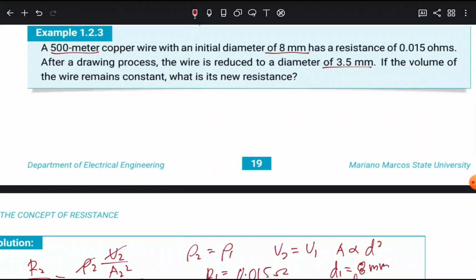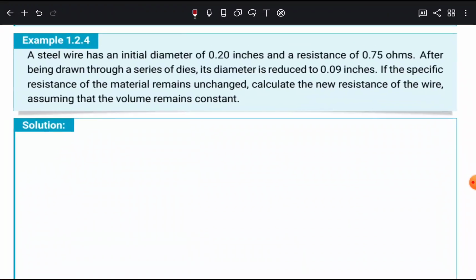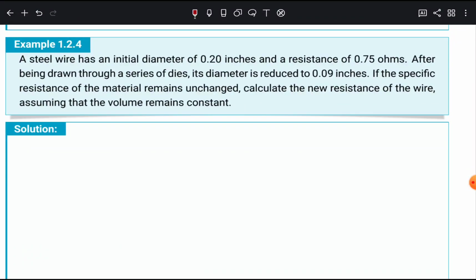That's example number 3. Now let's go to example number 4. A steel wire has an initial diameter of 0.2 inches and a resistance of 0.75 ohms. After being drawn through a series of dies, its diameter is reduced to 0.09 inches. If the specific resistance of the material remains unchanged, calculate the new resistance, assuming that the volume remains constant.